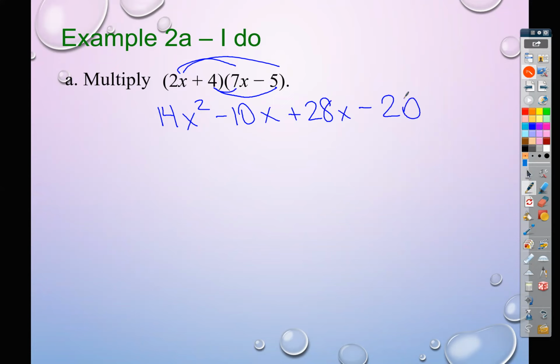Now that you've distributed everything, you combine like terms. So I can combine the -10x and the 28x. -10 plus 28 is 18. And that would be my final answer.